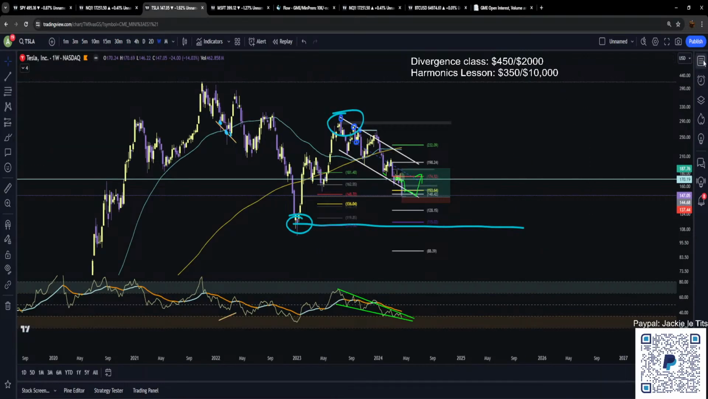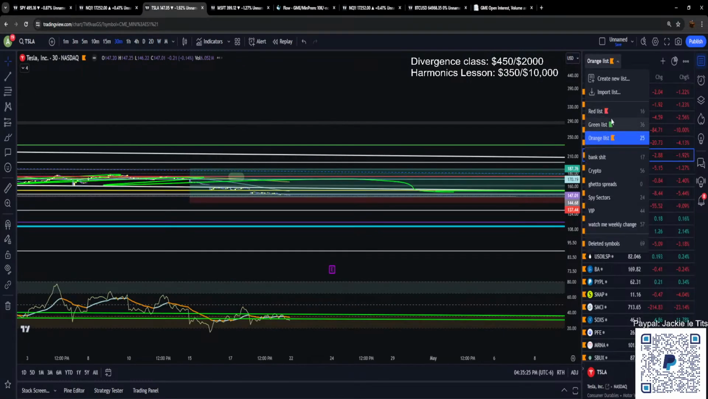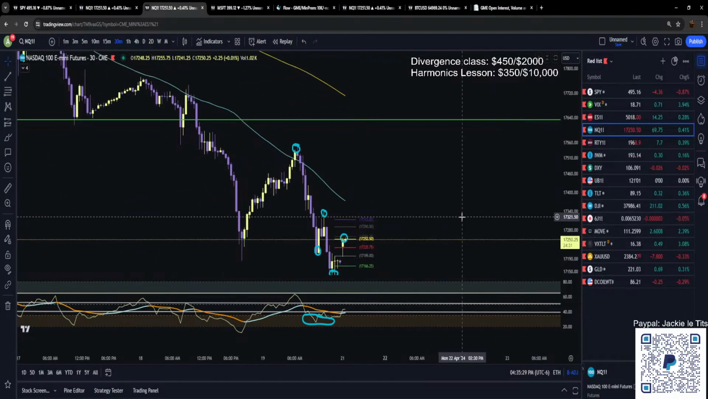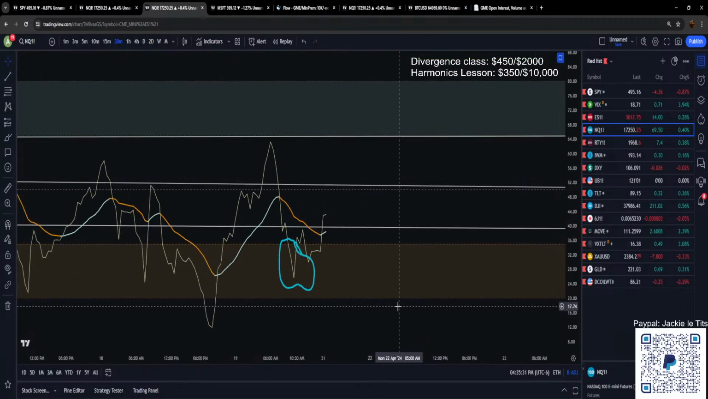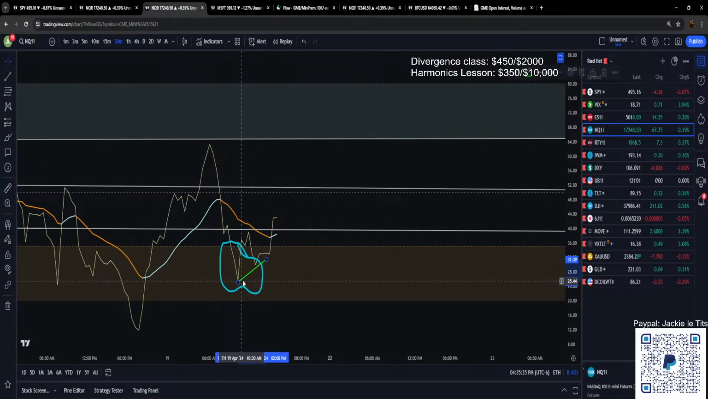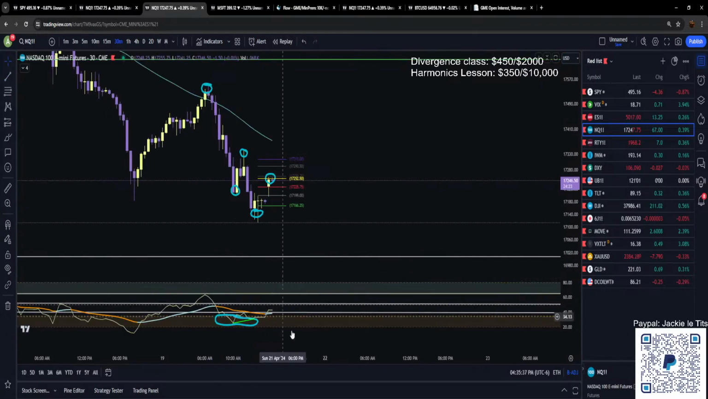So we're going to open this up. We're going to go to NQ on the 30-minute. We're going to say, where is NQ on the 30-minute? Well, if we look at this, there's a touch of bullish divergence inside of the bearish control zone. So we see that touch of bullish divergence.